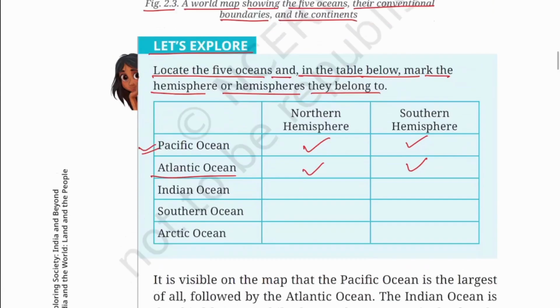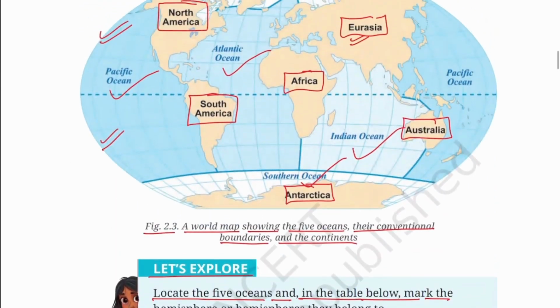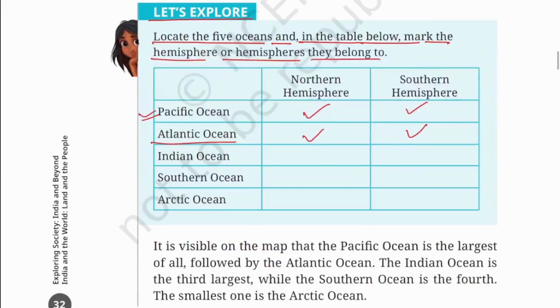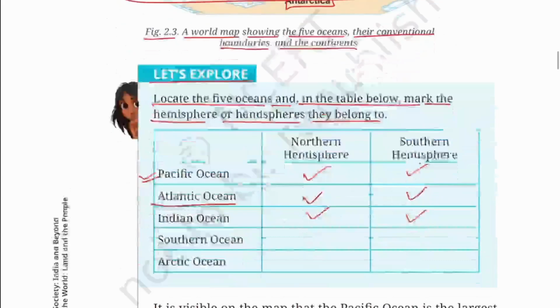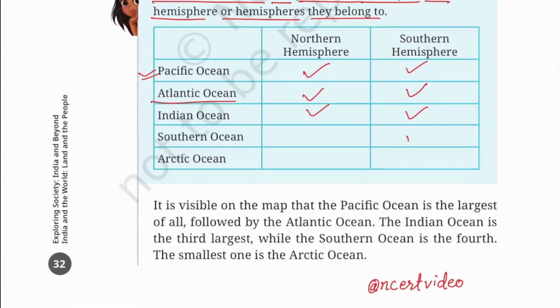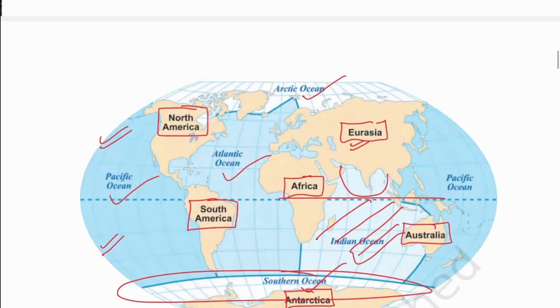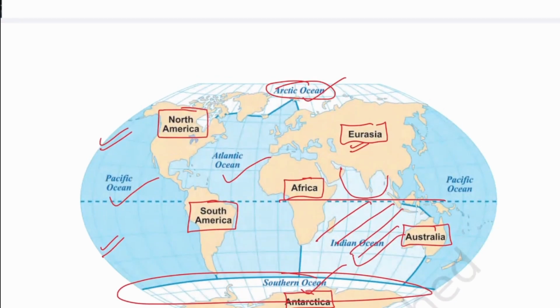Indian Ocean, you can see its existence in the northern as well as in the southern hemisphere. Southern Ocean, it is completely in the southern hemisphere. Arctic Ocean, it is completely in the northern hemisphere.